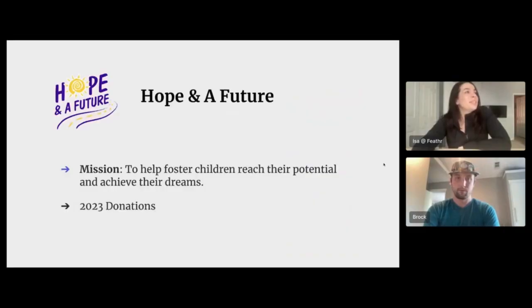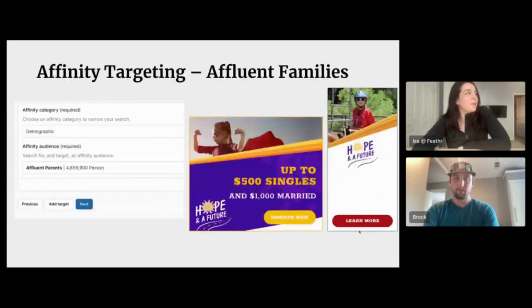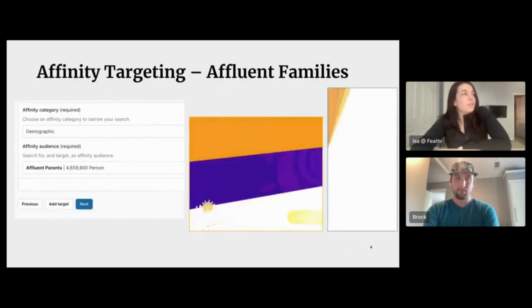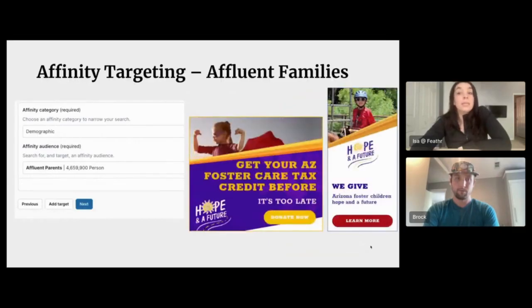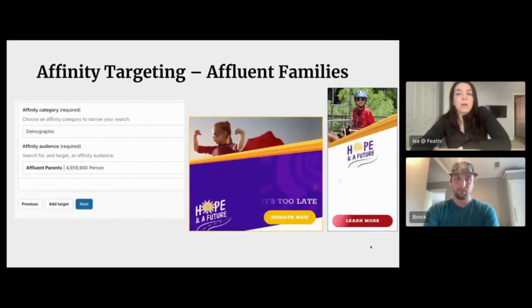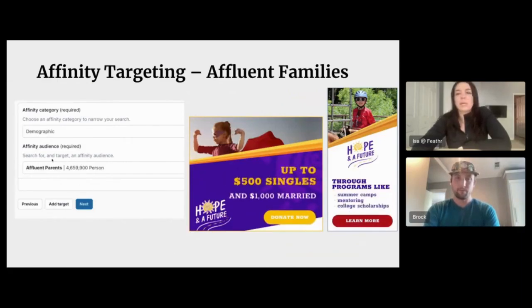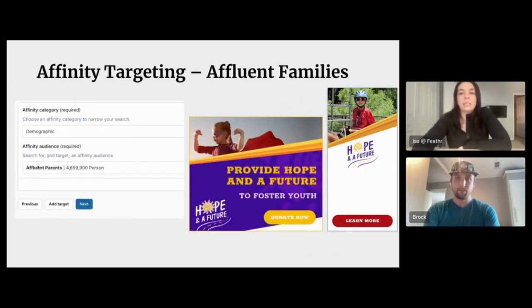Cool. Our next example is Hope in a Future. Their mission is to help foster children reach their full potential and achieve their dreams, and we'll be looking at a donations campaign that they ran as well. Hope in a Future maximized donations for this campaign by running 6 different affinity campaigns targeting wealthy people. So this included categories like this. There's a bunch of different ones that have names like affluent parents, wealthy families, things like that.